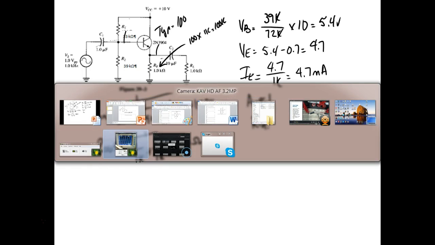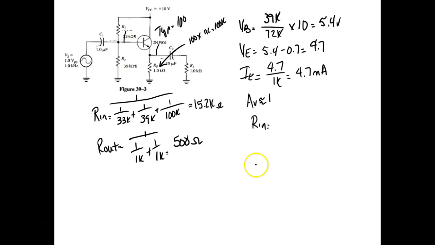Okay, so VCE. How do I solve for VCE? If the formula gives it to you, voltage collector to emitter. So RN is equal to 15.2K. R out is equal to 500 ohms. These are all calculated. VCE would be equal to VC, which is equal to 10, because there's a straight piece of wire, right? You understand? Minus the voltage on the emitter, which is 4.7. So what's VCE going to be? 5.3? Okay, so what else do we need?